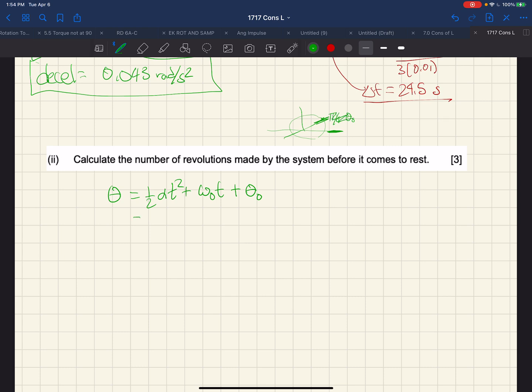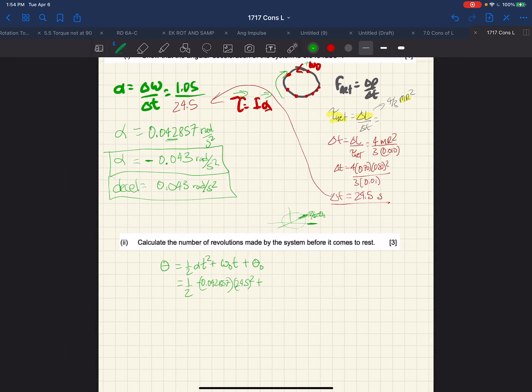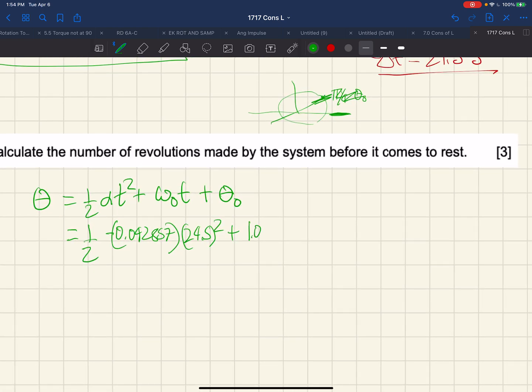So it's a phase shift really. But in any case, we know the alpha is minus 0.042857. And the time was 24.5 that it took to do that. The initial omega is 1.05, and the theta naught is 0. And that gives us a theta of 12.8625 radians.